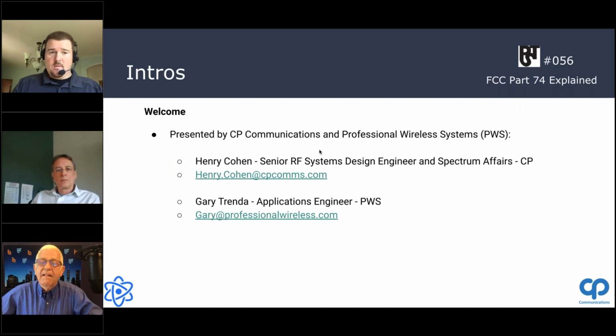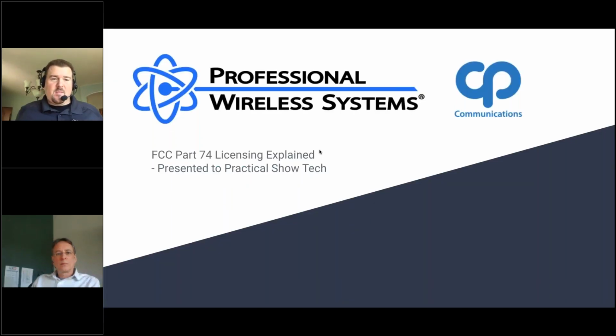Okay. So Part 74 licensing explained. We're not really going to walk you through the FCC Form 601 today, but we'll talk about what a Part 74 license for a low power auxiliary station is and some of the FCC rules related to operation there. We get a lot of questions about the difference between a Part 15 wireless microphone and a Part 74 wireless microphone, and what do I need a license for, what don't I need a license for, and that sort of thing. So we'll try and run you through those things today.